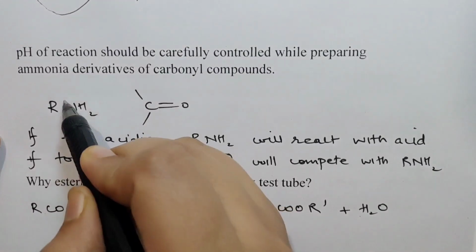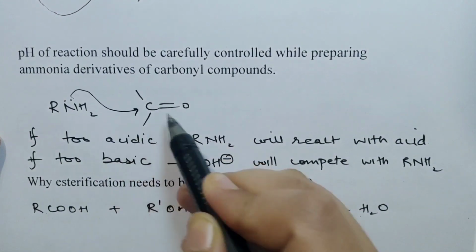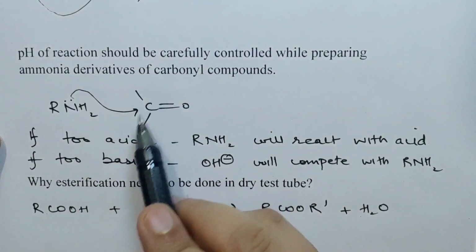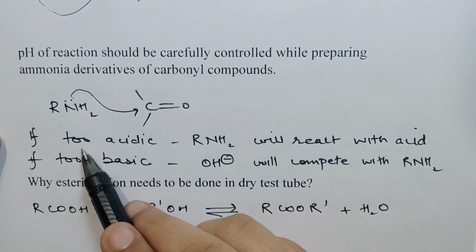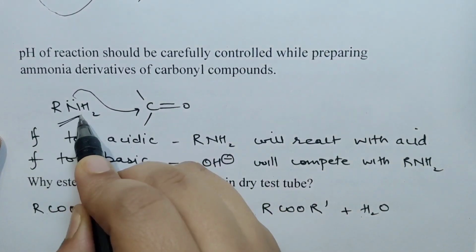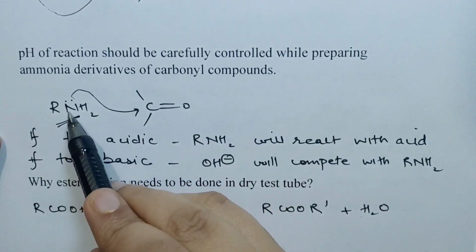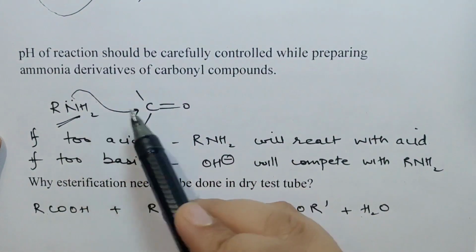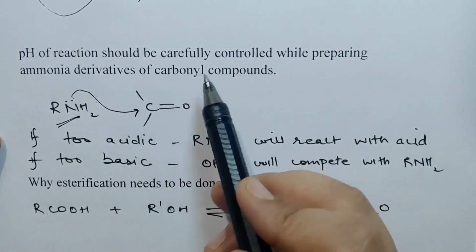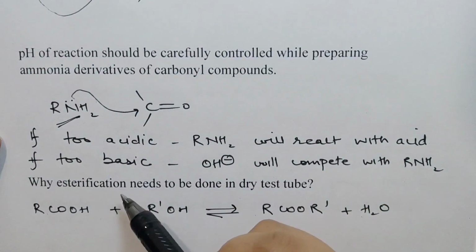So when we are making ammonia derivatives of carbonyl compounds, we have to make sure that the pH is not too acidic and also not too basic. Because if it's too acidic, the amines, the ammonia derivatives, are also bases, so they will combine with the acid. Our reactant is consumed in making salt with the acid, so the reaction will not go forward.